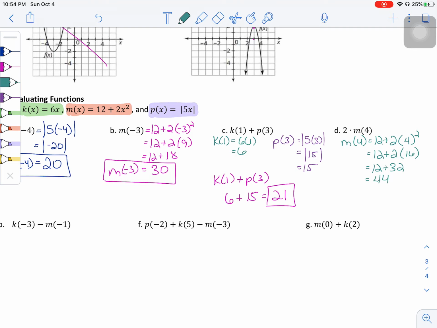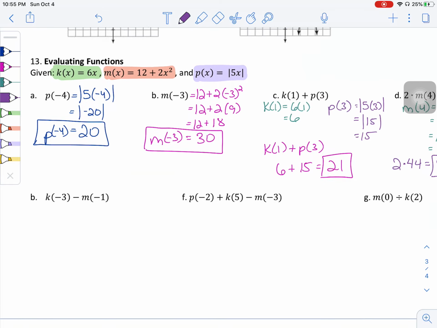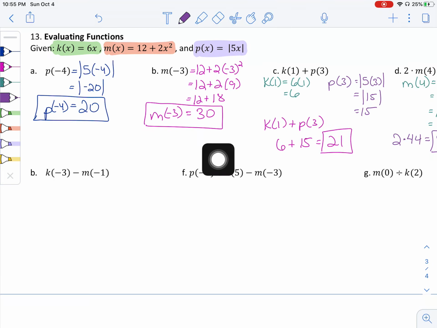All right. Now, this problem tells me I'm supposed to take 2 times m of 4. So 2 times 44 equals 88. All right, so part D is done. Let's slide on over to, apparently these are lettered out of order, we have another part B. Let's see, k of negative 3 minus m of negative 1.